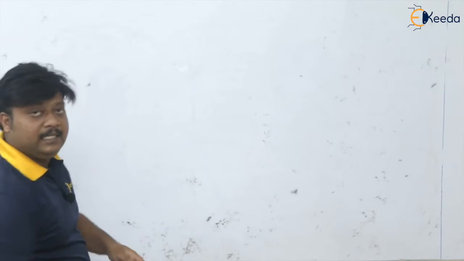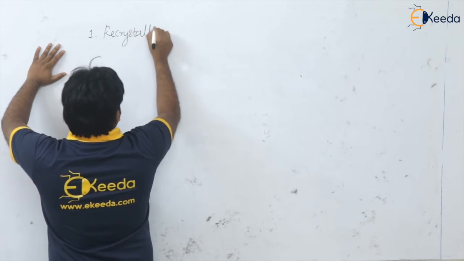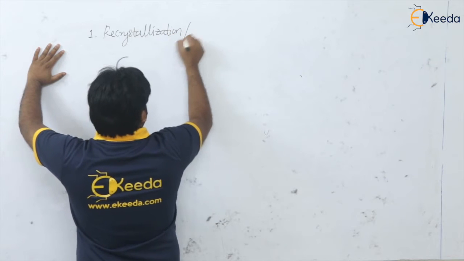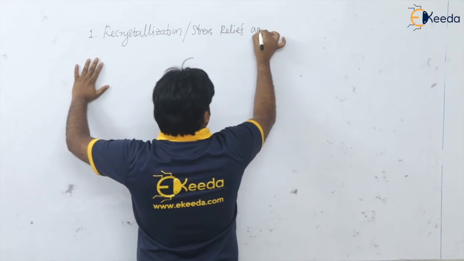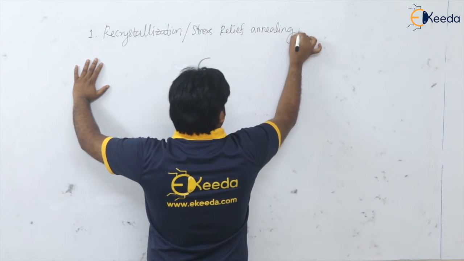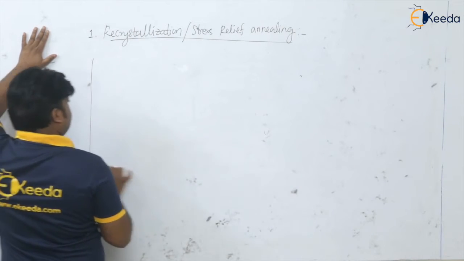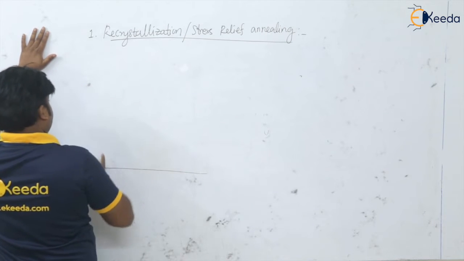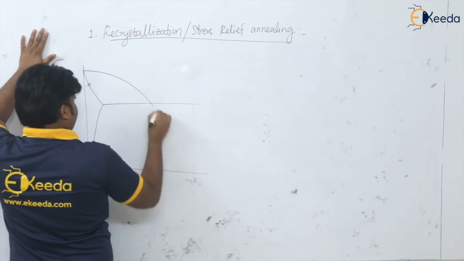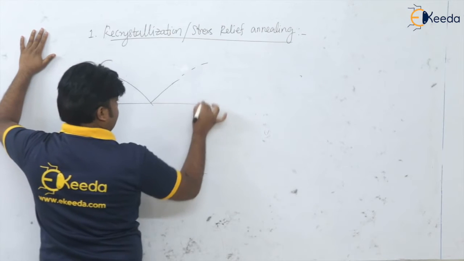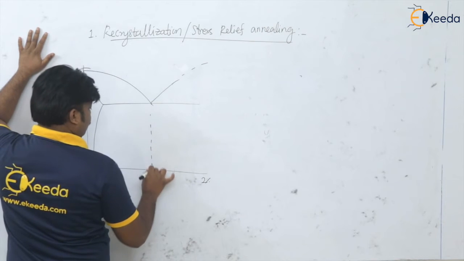So the first annealing process that we are going to see is recrystallization, or you can say it as stress relief annealing, which is applicable for all types of steels. I will draw the eutectoid transformation only for understanding. Isn't it? So this is up to 2% carbon I am drawing. As you know, this is 0.8% carbon.